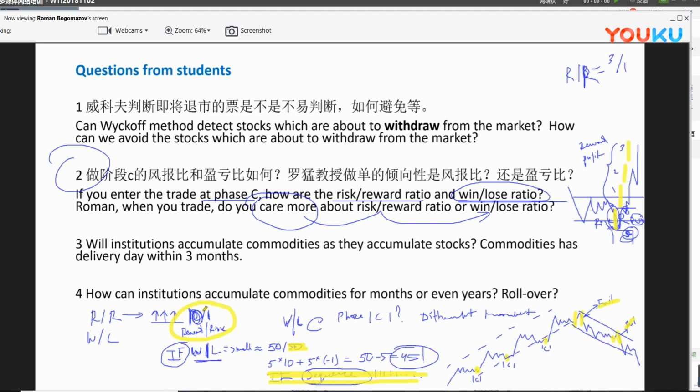At the same time, as you start looking for trades that have that favorable reward to risk ratio, start working on your win to loss ratio. Win to loss ratio mostly is about analytics, how you analyze the markets. So just improve your analysis.